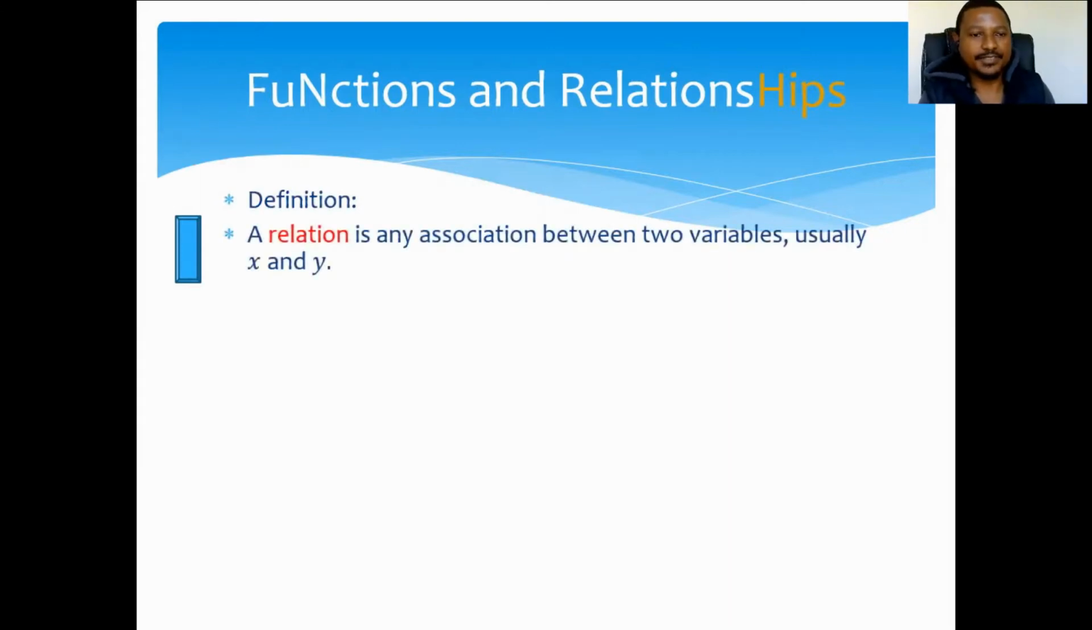Be careful of these definitions here. It is defined as follows: a relation is any association between two variables, usually x and y. In life there are many relations, but in mathematics we narrow down and look only at those that we can quantify as x and y. But it is not a matter of math, learners, that you must always use x and y. You can use any letters, but for formality and not to be confused, mathematicians decided to stick closely to x and y. So we have many types of relations. Let's explore those relations a little bit more.